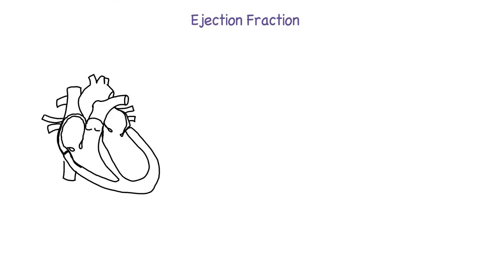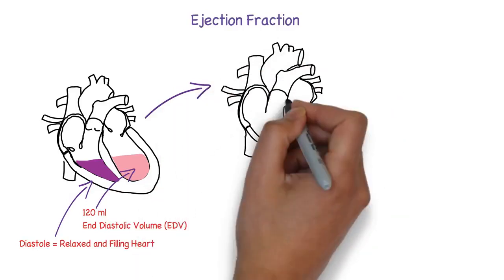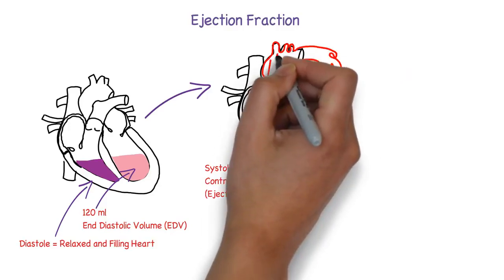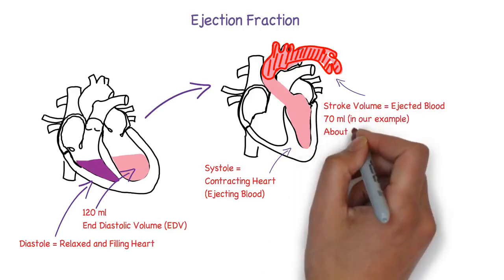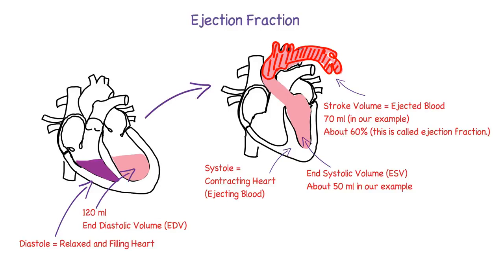A 70 kilogram healthy man's heart usually has 120 milliliters of blood in its left ventricle at the end of its diastole. Diastole is the stage when the heart is relaxing. This volume of blood is also called end diastolic volume, or EDV. About 60% of this volume is ejected when the heart goes in systole, or contraction. This amount of blood is called stroke volume. Usually the amount is about 70 milliliters. The blood volume remaining in the heart after this volume has ejected is about 50 milliliters, right? So 120 minus 70 is 50 milliliters. This 50 milliliters that stays in the heart at the end of systole is called end systolic volume.